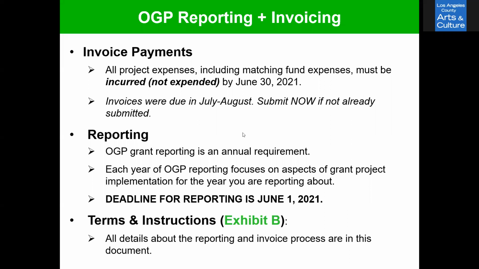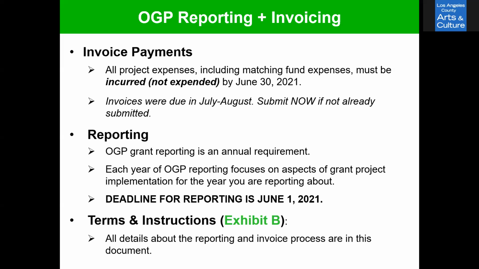Okay, here we go. So invoicing, reporting, terms and instructions. Invoices are due now at the beginning of the cycle rather than at the end. You might have submitted your invoice by this point, but if you haven't and you are due to submit an invoice, your invoice can include expenses all the way up to June 30 of 2021. It's okay if you haven't spent that funding out, as long as it's been incurred by today, and it's been spent out by June 30th.